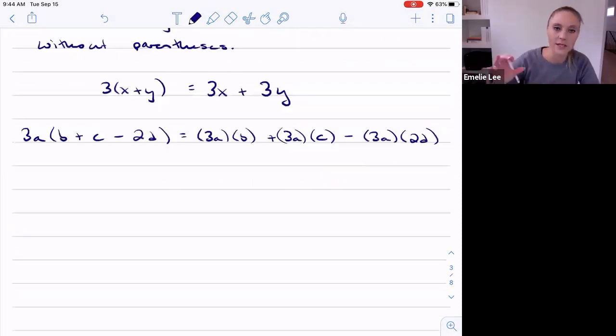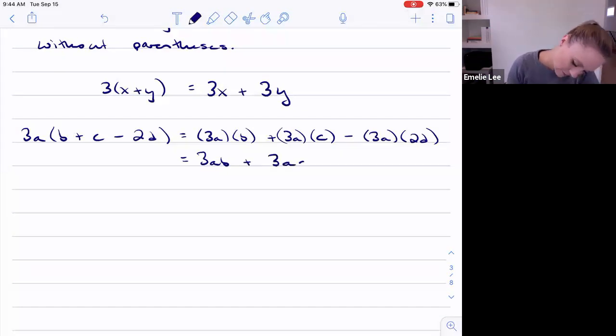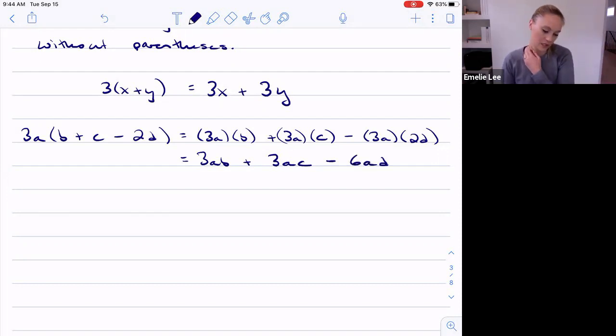So I'm bringing that 3a just as a whole unit inside. So now I've got 3a times b, which I can just write as 3ab. Same thing, plus 3ac. And then I've got minus, so I'll put that down, minus, and then 3a times 2d. So 3 times 2, I can sort out as 6, 6ad, because then it's just a times d. Okay. So we kind of bumped it up pretty quickly there, but it's okay.